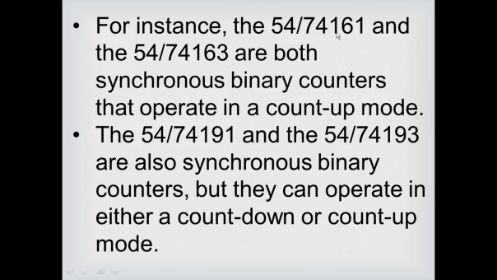All these ICs are synchronous binary counters, 4-bit binary counters. Now what is the difference? 161 and 163 are binary counters, but they can operate only in a count up mode. They cannot operate in a count down mode. While these two ICs, which were developed later on, 191 and 193, can operate in a count up mode as well as in a count down mode.